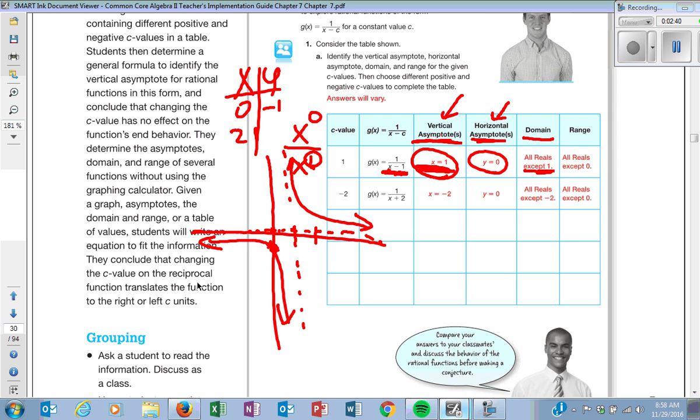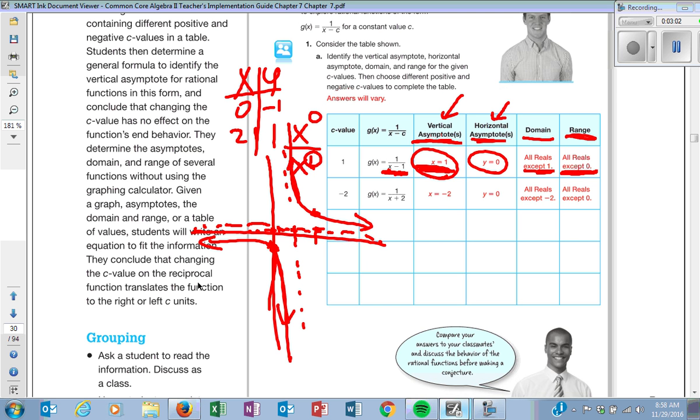Just to check to make sure, if I put in 2, 2 minus 1 is 1, 1 over 1 is 1, so if I put in 2, I get a 1 out. So I can see that that is my graph, and I know that the range is all reals except y equaling 0, because this thing goes up forever, it goes down forever, but it's never allowed to touch this.